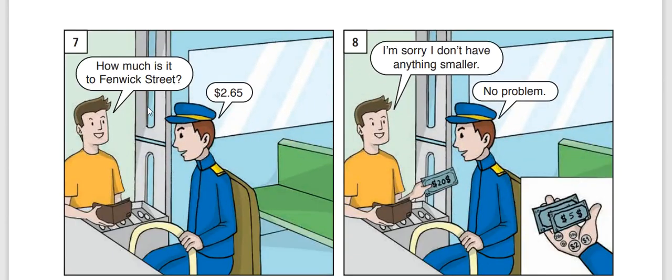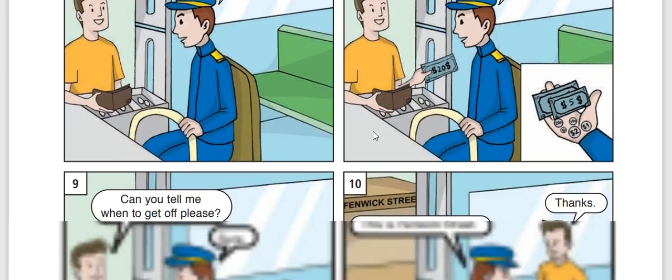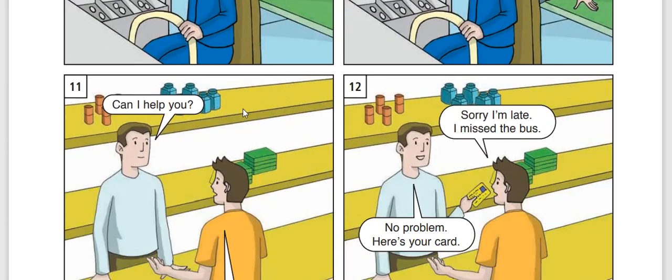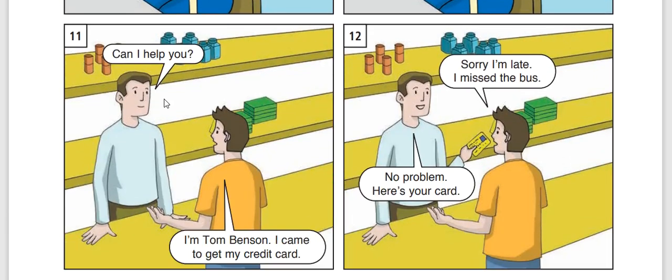Picture 7. How much is it to Fenwick Street? $2.60. I'm sorry, I don't have anything smaller. No problem. Can you tell me when to get off, please? Sure. This is Fenwick Street. Thanks. Picture 11. Can I help you? I'm Tom Benson. I came to get my credit card. Picture 12. Sorry, I'm late. I missed the bus. No problem. Here is your card.